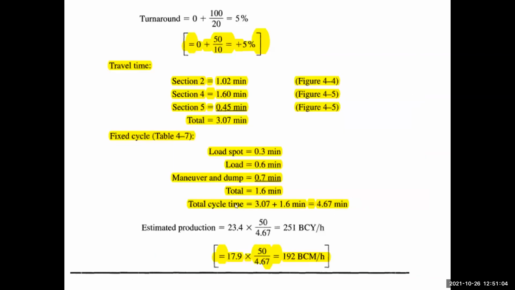Now we have found the fixed cycle time, which is 1.6 minutes. The fixed cycle time and the travel cycle time are added together, so the total is 4.67 minutes. The bank cubic meter capacity was 17.9. We divide it by 4.67 and multiply by 50. In this way, this arrangement can produce 192 bank cubic meters per hour.